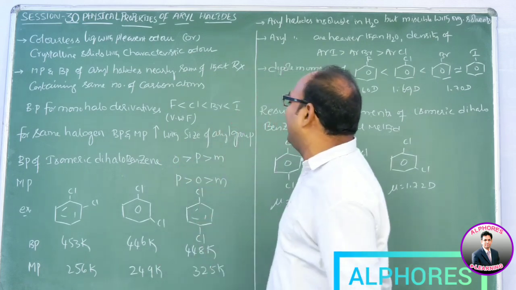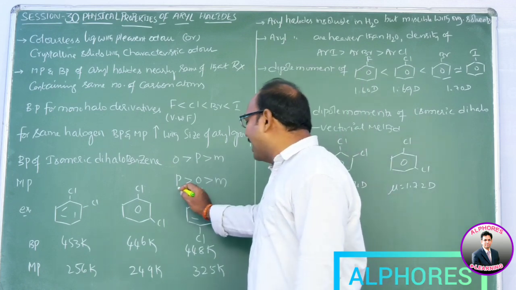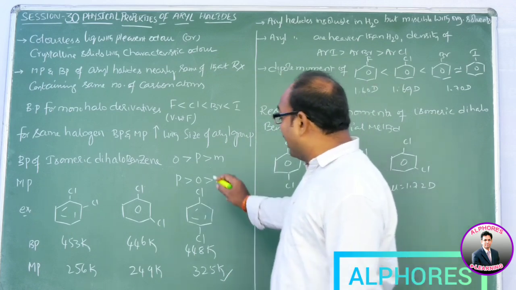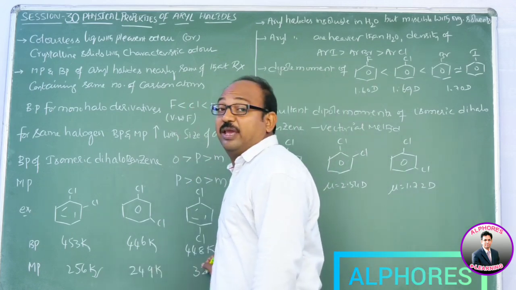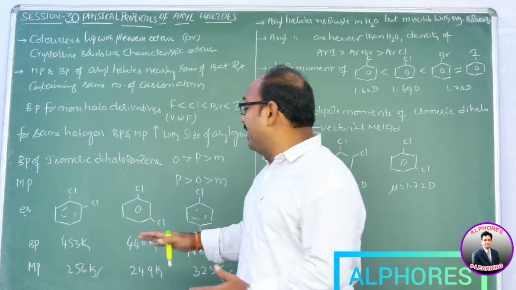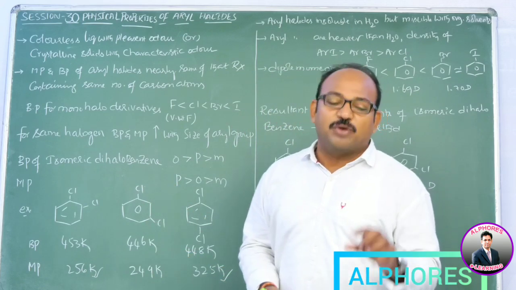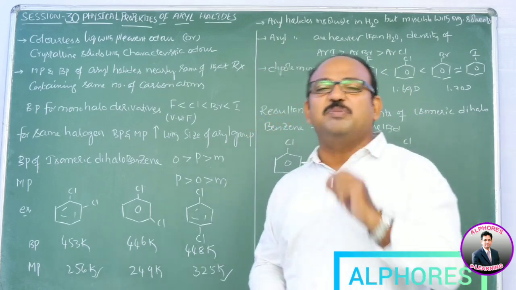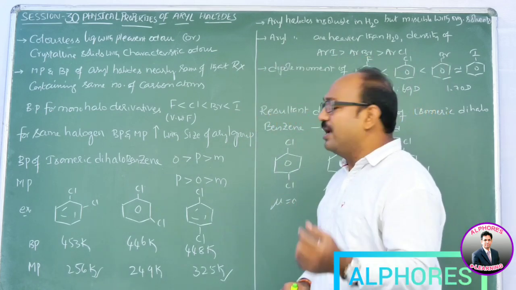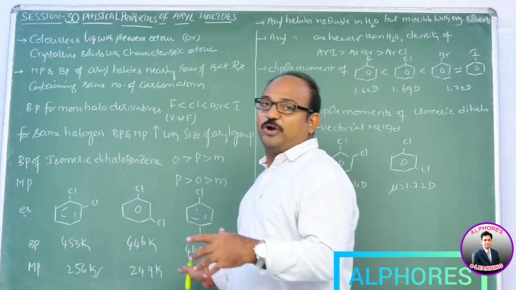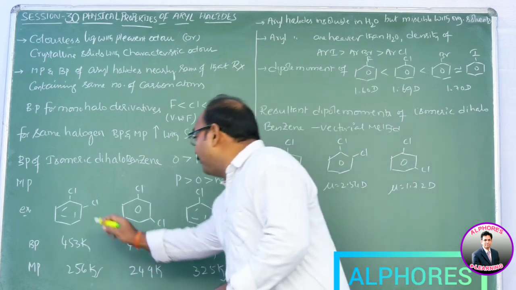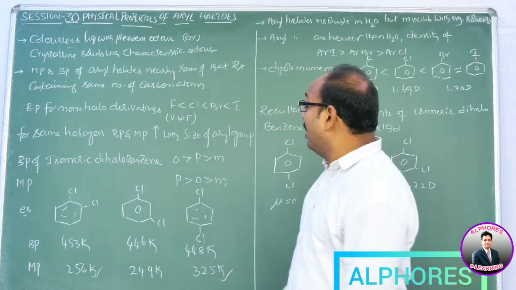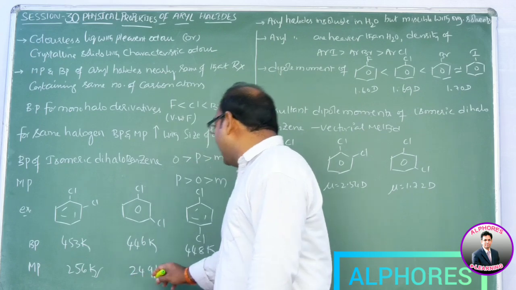And let us check out the melting point also. Melting point, para isomer is greater than, para how much? 325 Kelvin, greater than ortho 256. There will be a huge difference. Earlier in boiling points, the variation from ortho to para and para to meta is very small, means very less difference. Whereas in this case, melting points, huge difference. Ortho is 256, para is 325 Kelvin and meta is 249 Kelvin.